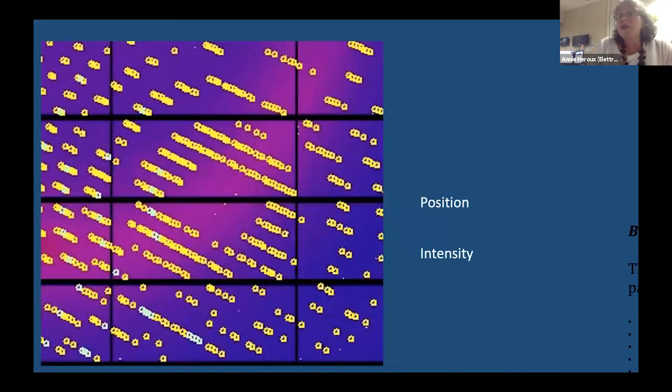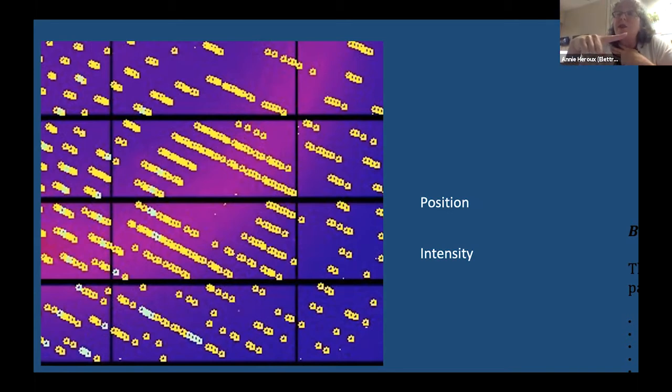So from this, we will get two different pieces of information, and both of them are very important. The position is kind of easy to get. We can measure the position of the spots very accurately, and this will give us information about the unit cell that we have: how big it is, the a, b, c, and the angles in between.